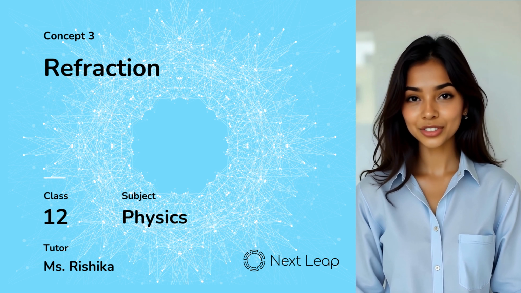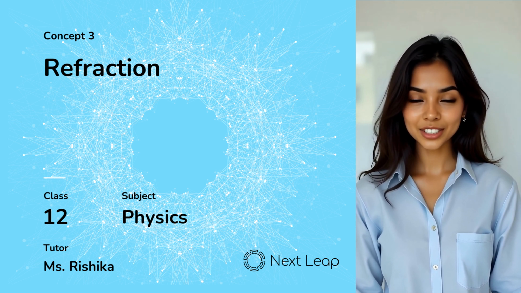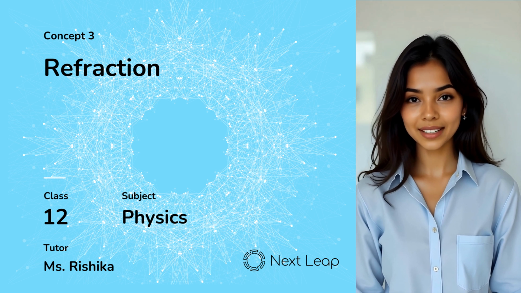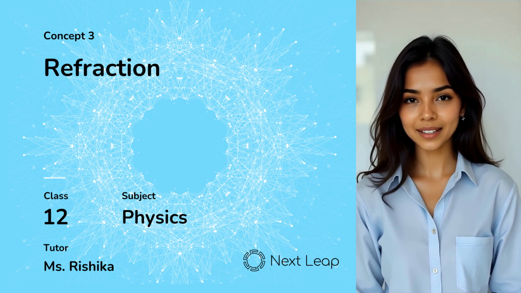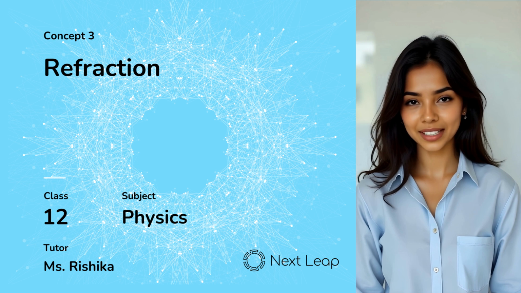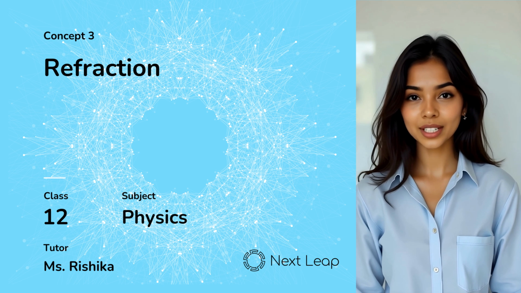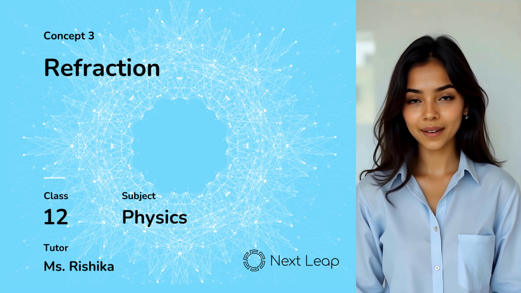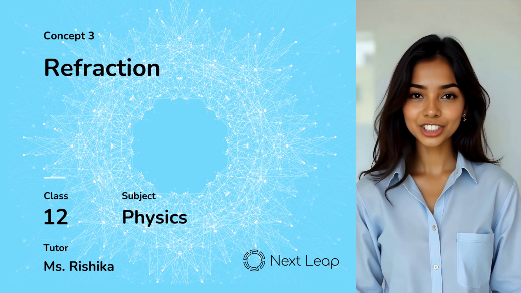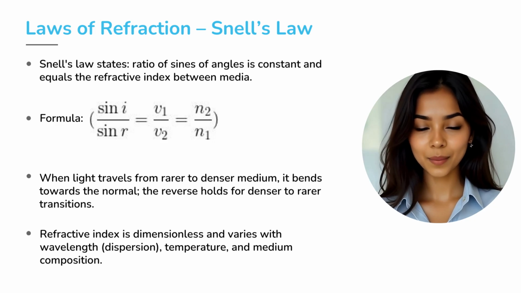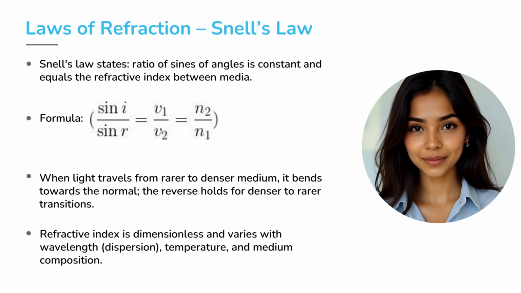And to put numbers to this, the speed of light in any medium is the speed of light in vacuum divided by the refractive index of that medium. Symbolically, v equals c divided by n, where c is about 300 million meters per second. So, next time you see a straw in water looking broken, remember, it's light playing a speed and direction game called refraction.